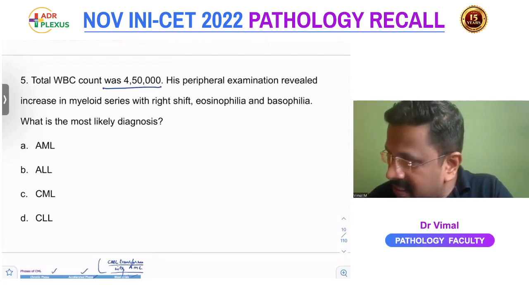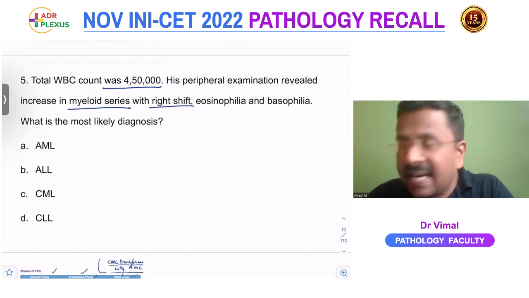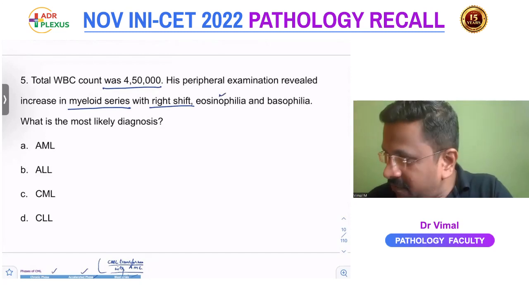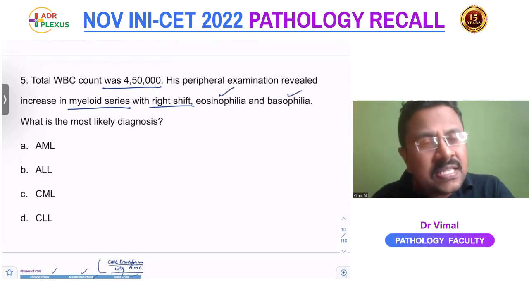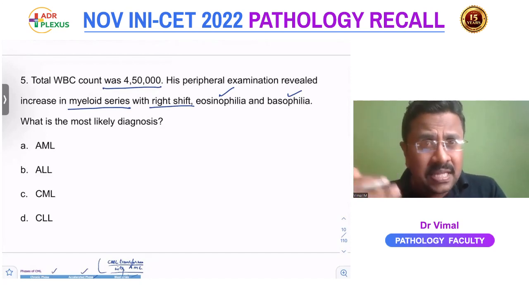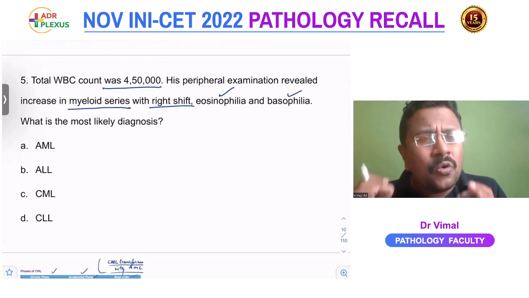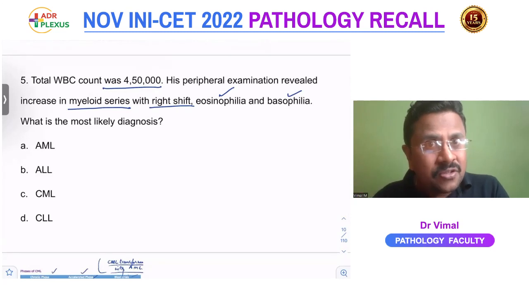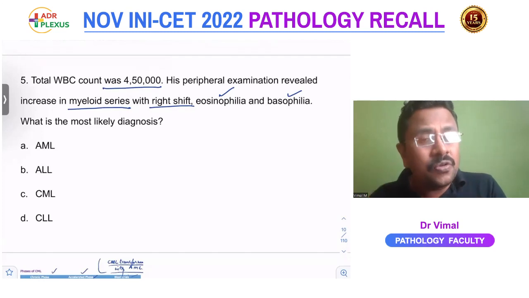They have given an increase in the myeloid series with a right shift, eosinophilia and basophilia. All of you will definitely remember that eosinophilia and basophilia together increase in the myeloid series, and the total WBC count is increased in lakhs. So we will be making a diagnosis of myeloid series, with eosinophilia and basophilia, that is, mature cells predominating in the peripheral smear and bone marrow. So this will be a diagnosis of chronic myeloid leukemia.